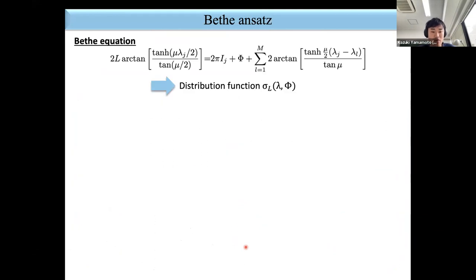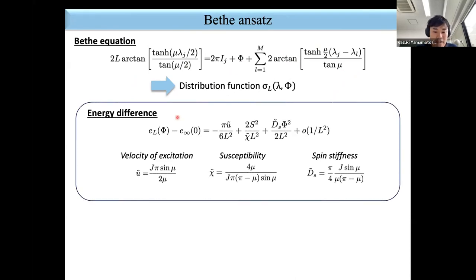Okay, now we solve this equation. This is the Bethe equation, and we can easily obtain the distribution function from it. Then, by solving this equation with the help of this distribution function, we obtain the energy difference between the one of finite size L and the one with infinite system size. This is the result. Here, these coefficients, the velocity of excitation u tilde, the susceptibility chi tilde, and the spin stiffness Ds tilde, are all given by complex valued coefficients.